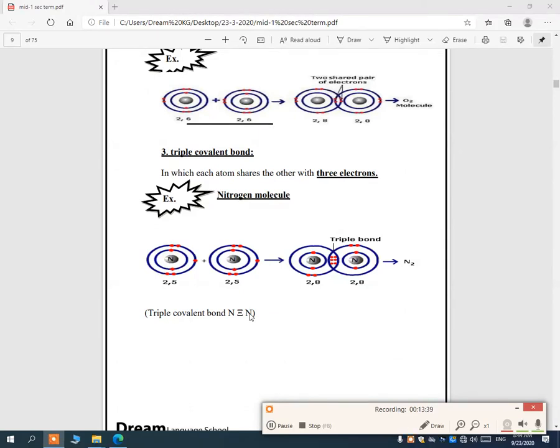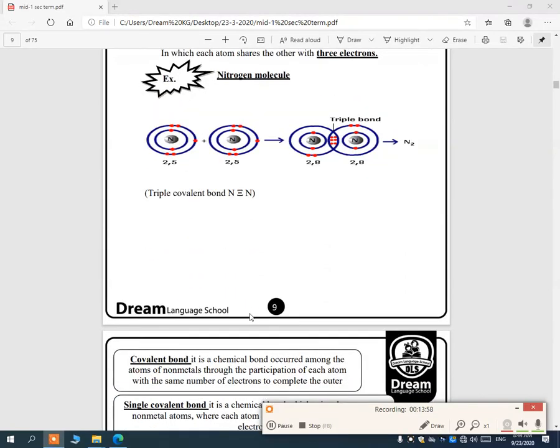What is meant by triple covalent bond? It is a bond between two nonmetals where each atom shares three electrons. For example, in the nitrogen molecule, each nitrogen atom shares three electrons with the other. So if I ask you about the bond inside the nitrogen molecule, it will be a triple covalent bond.